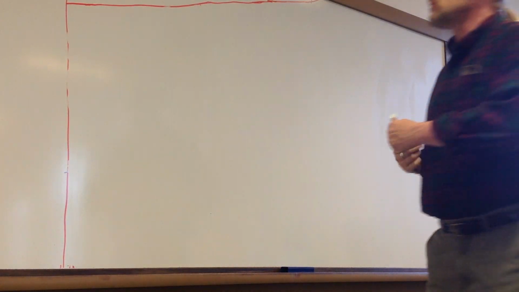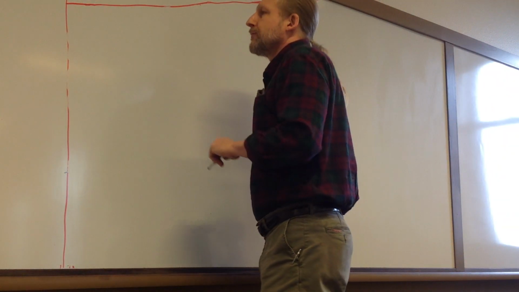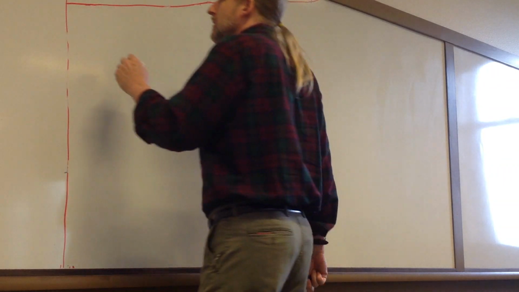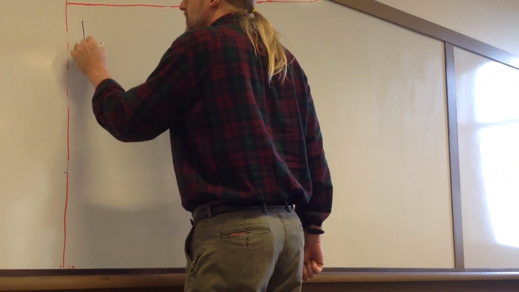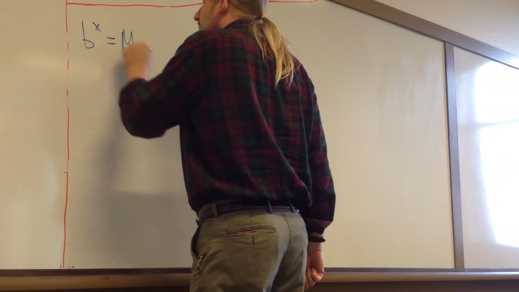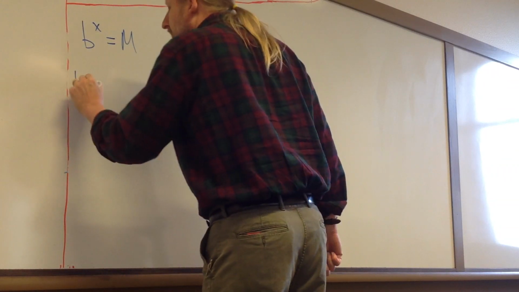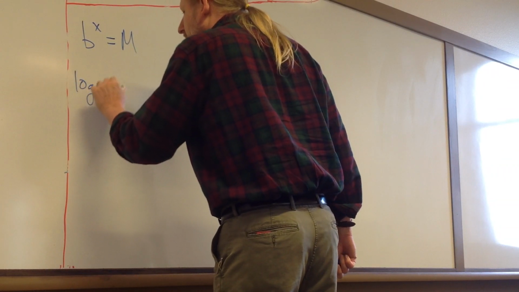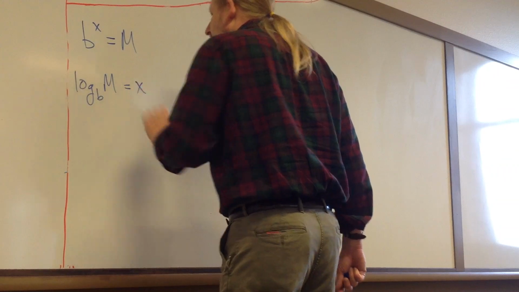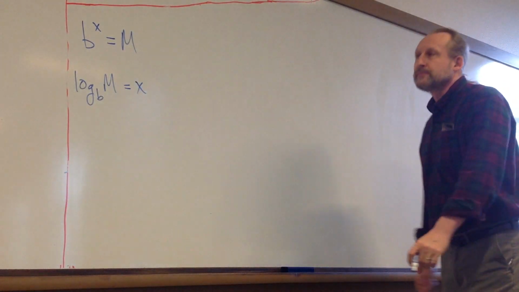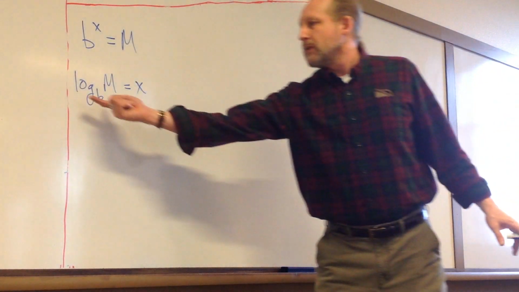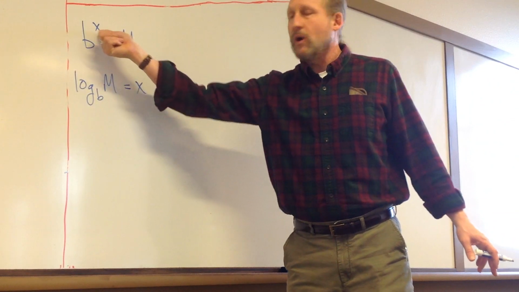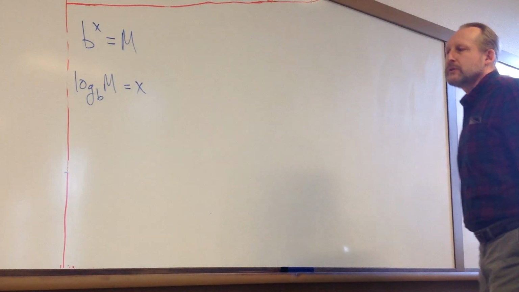Okay, so what we're going to do is use what are called properties of logarithms. So let's review what we've talked about in relation to logarithms. We say if b to the x power is some number m, then we can say that the logarithm to the base b of m is equal to x. Now notice that the logarithm is the exponent, what was the exponent in the original statement.